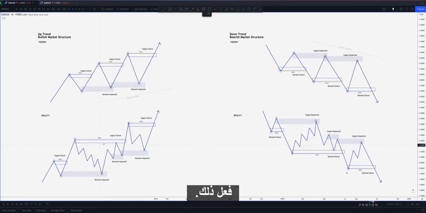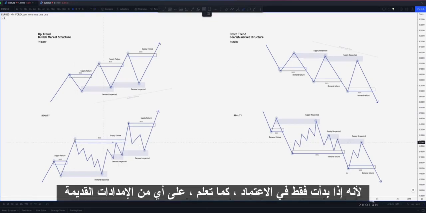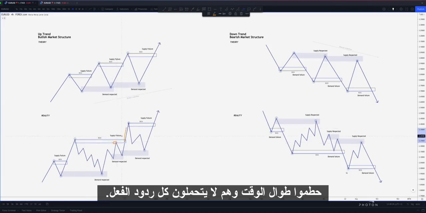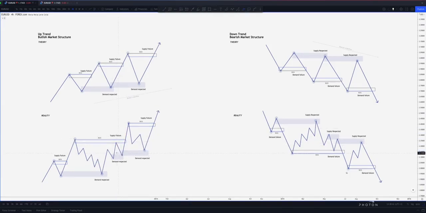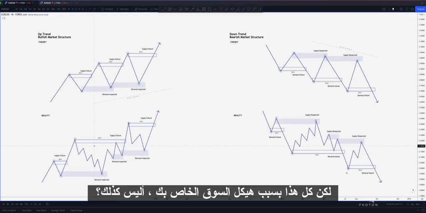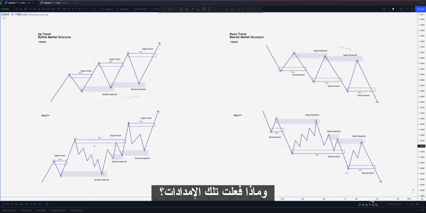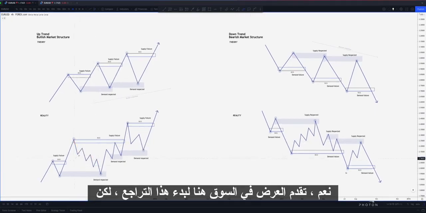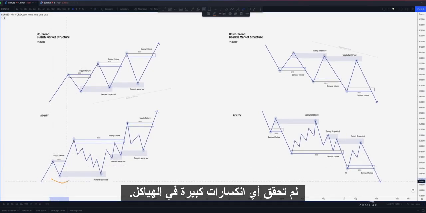And that's why we spent so long doing it, because if you start just drawing on any old supply zone and demand zone, and then suddenly you're wondering why you're getting smashed all the time and they're not holding out, or the reactions are very small, well, it's all because of your market structure, right? And what did those supply zones actually cause? How significant are they? Yes, supply stepped in the market here to initiate that pullback, but that's all it did, right? It didn't achieve any major breaks of structure.